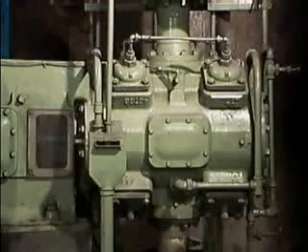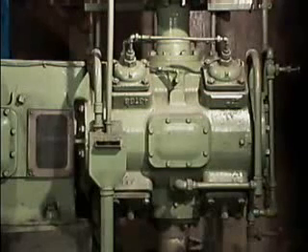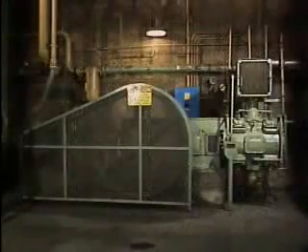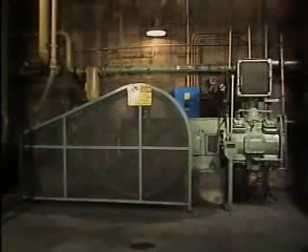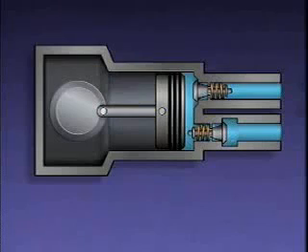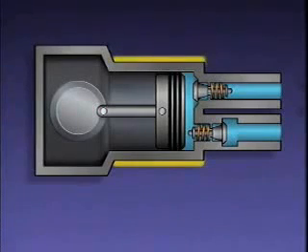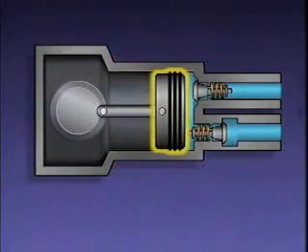Positive displacement compressors work by trapping a certain amount of gas and forcing it into a smaller volume. A common type of positive displacement compressor is a reciprocating compressor. This simplified illustration shows two main parts of a typical reciprocating compressor: a cylinder and a piston.